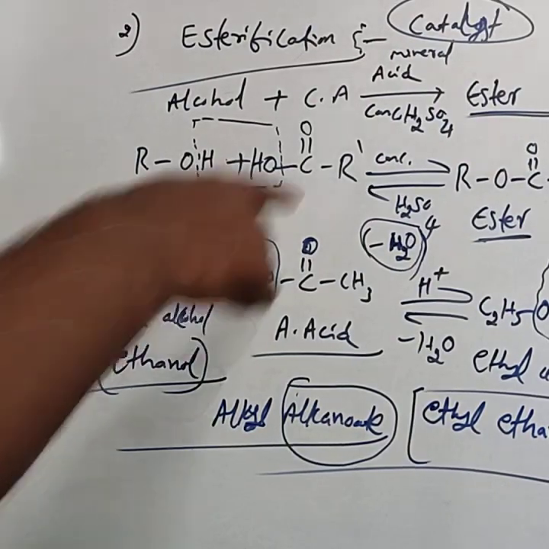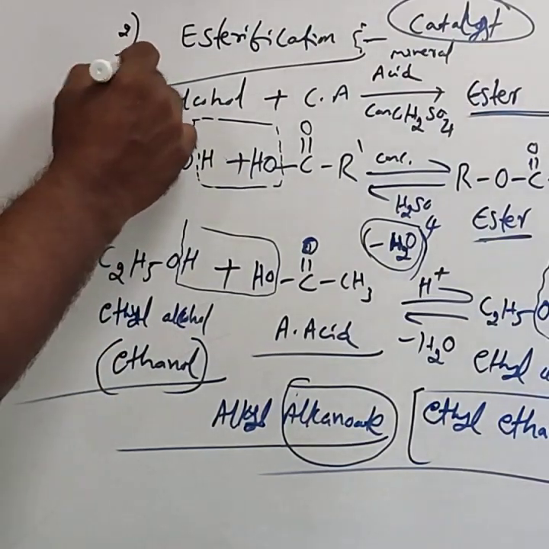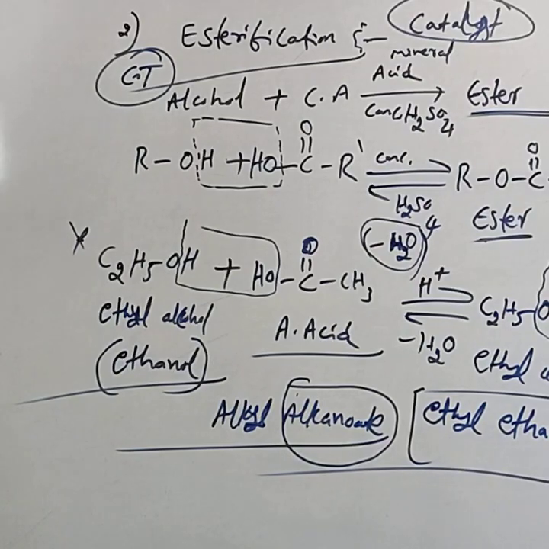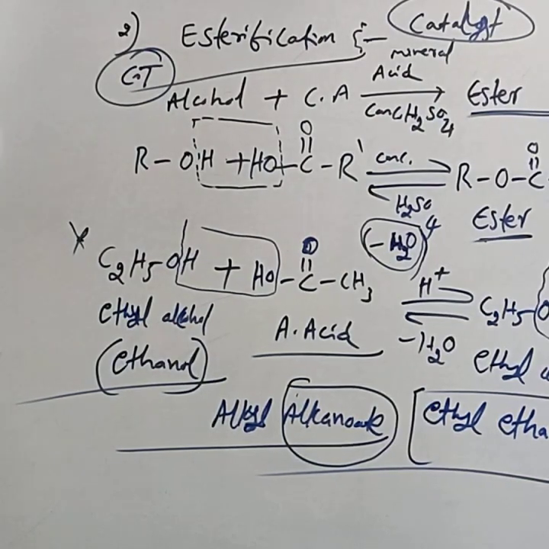This is about the role of sulfuric acid in esterification. Then this esterification is the confirmatory test for the carboxylic acid. In the laboratory, to detect the carboxylic acid, we are using the esterification reaction as the confirmatory test. Why is this esterification the confirmatory test for carboxylic acids?